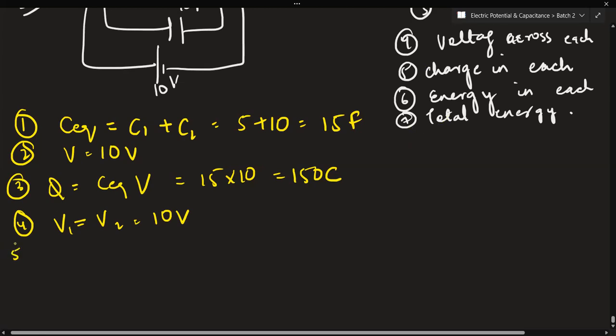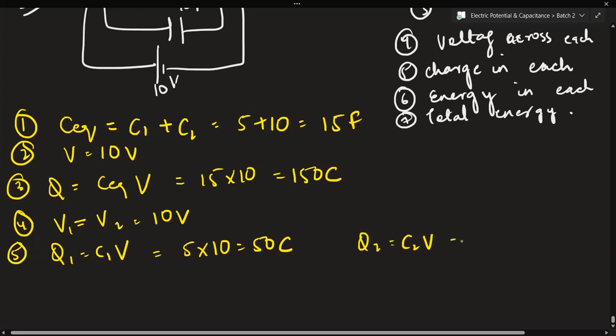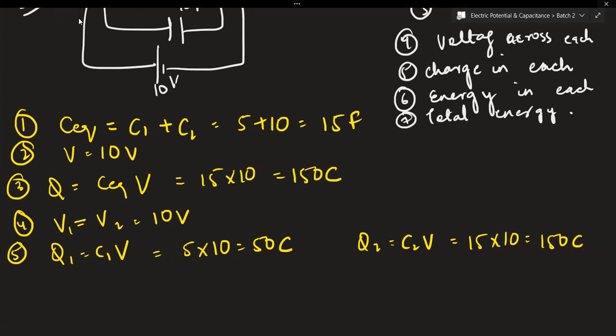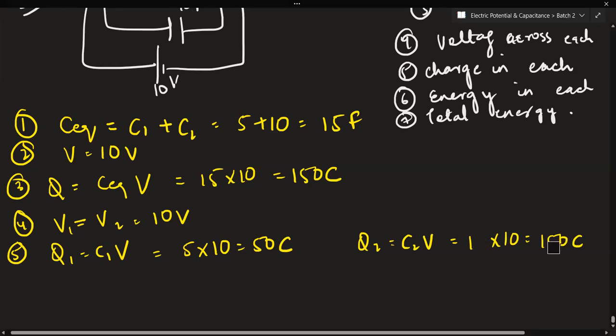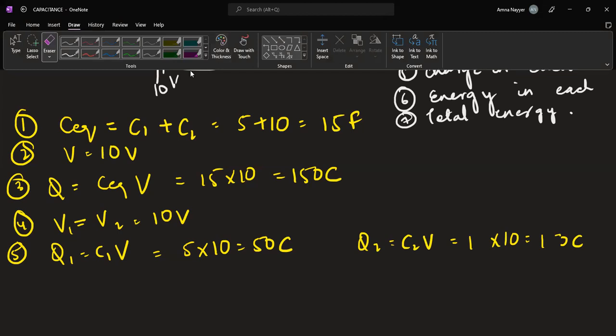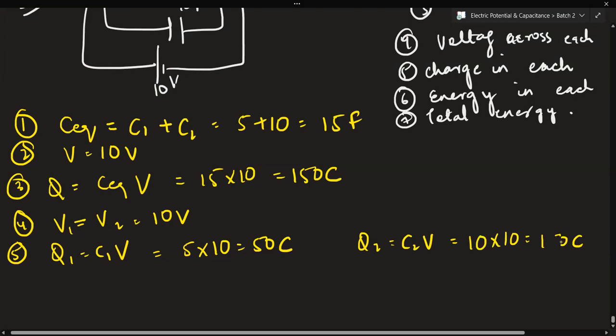Then the fifth part, charge in each of them. So you can now say Q1 is C1 multiplied by V. C1 is 5, multiplied by V, which is 10. This is 50 coulombs. Q2 will be C2 multiplied by V. Capacitance 2 is 10, multiplied by 10, so this will be 100 coulombs. You will get 100 coulombs.